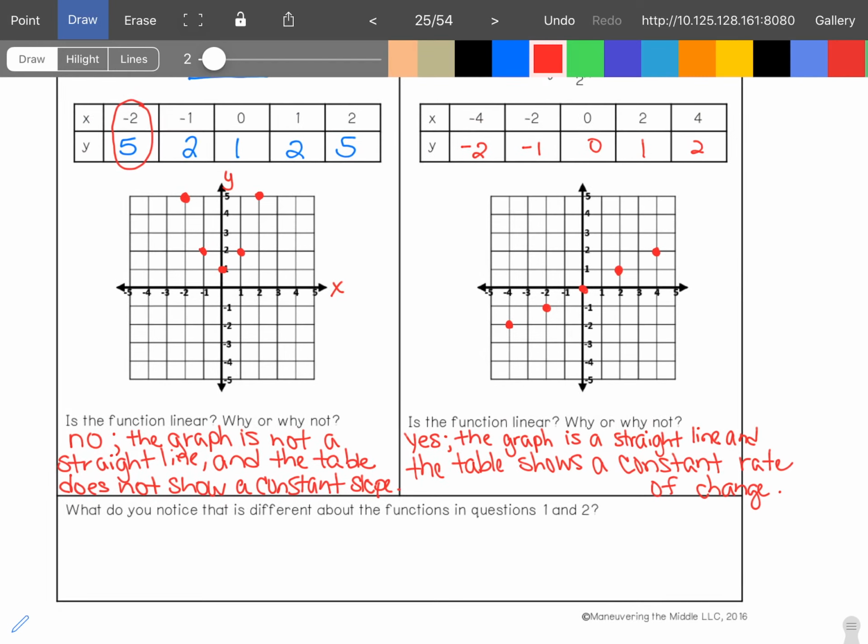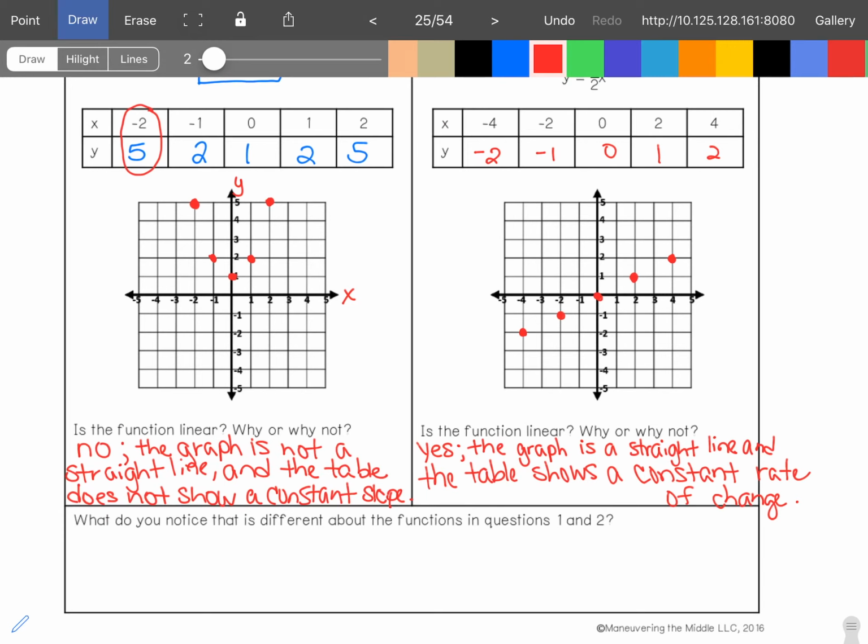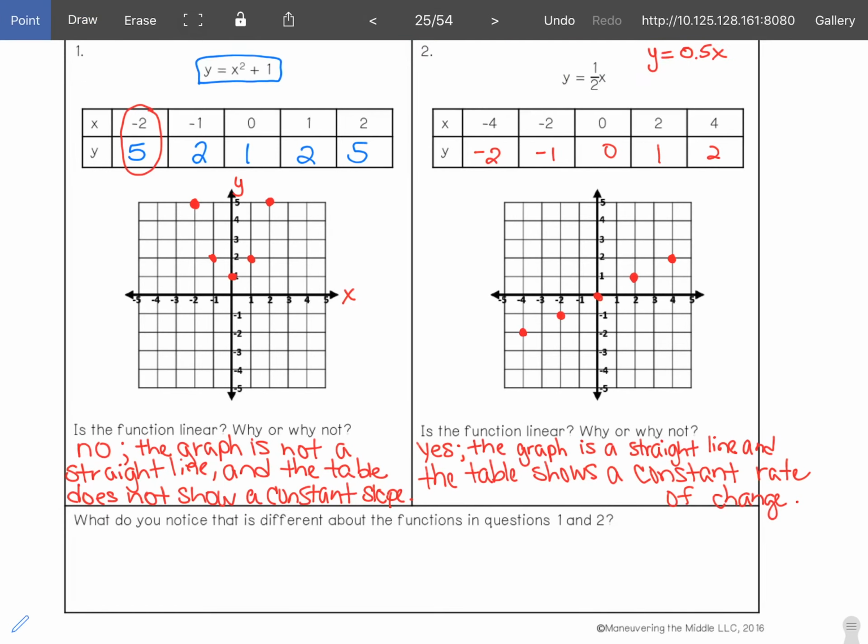All right, what do you notice that is different about the functions in question 1 and 2? Well, in question 1, we don't have a constant rate of change. Like if we do our y over our x, 5 over 2, 5 divided by 2 would be 2.5, but then 2 over 1 is 2. So it's not the same when we look at our y over our x. Versus this one, it had a constant rate of change. But look at the equation. Do you see in this one, we have an x squared?